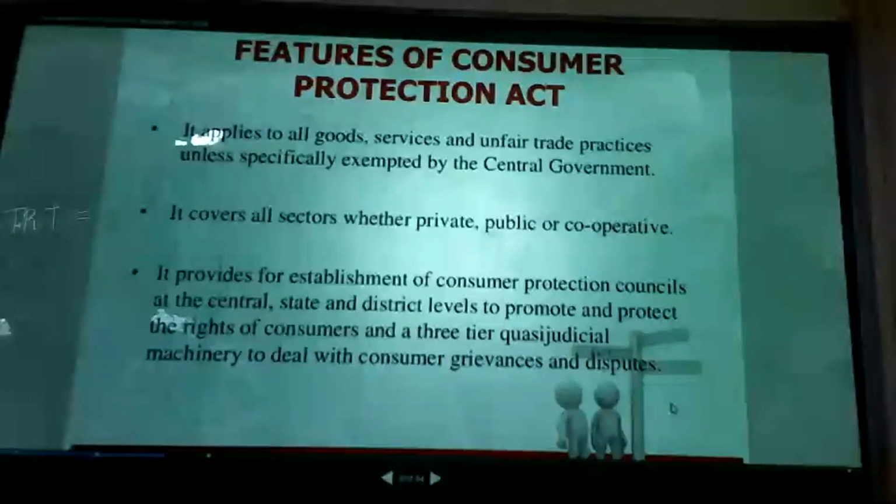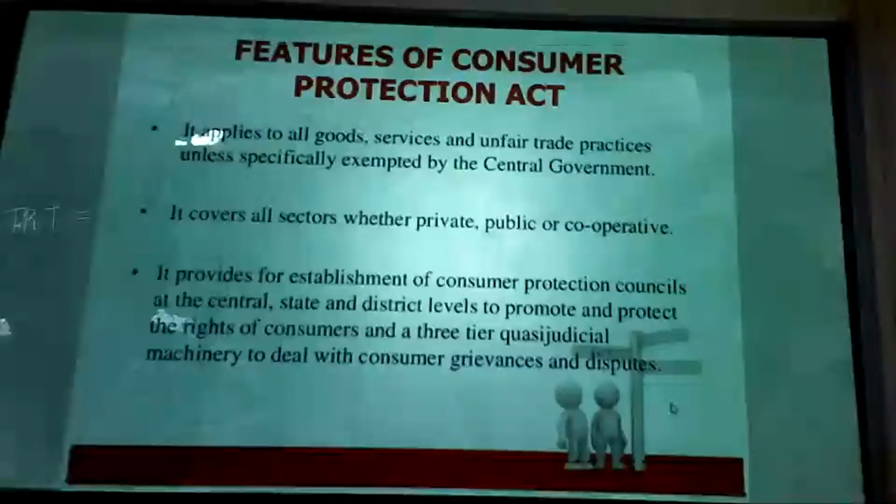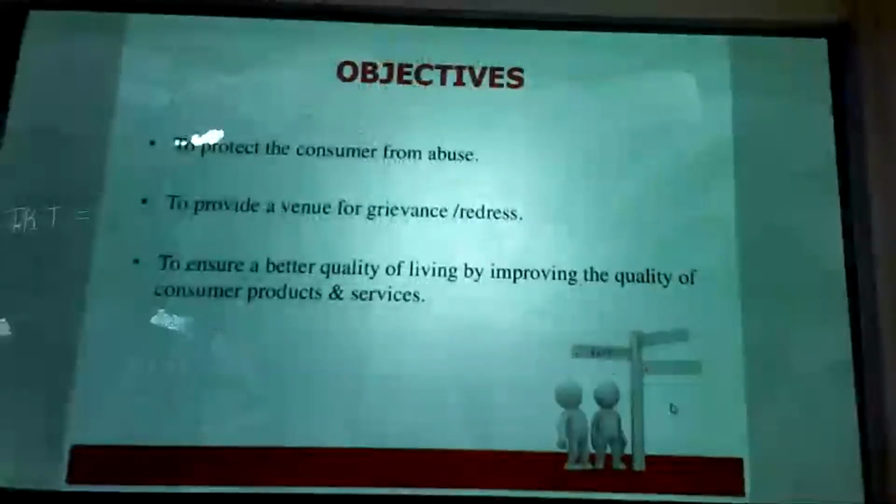Before that, next is the major thing, objectives of consumer protection. First, to protect the consumer from abuses. Ultimately, unfair trade practices should be avoided by the manufacturer as well as the service provider. If there is any malpractice, any food adulteration, or cheating in weights, prices, measurements, or heights, these are all things we will control.